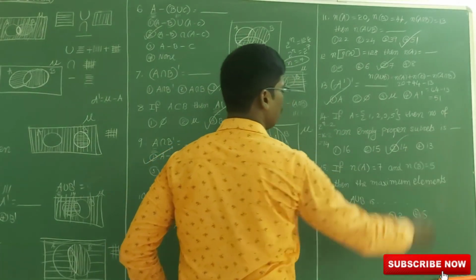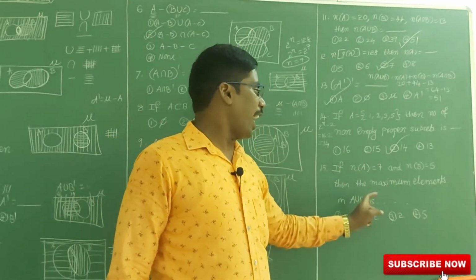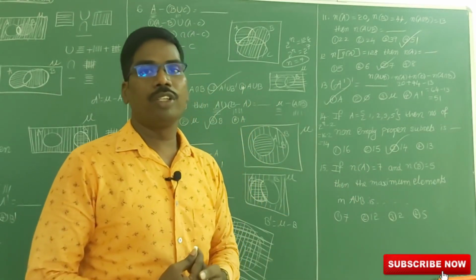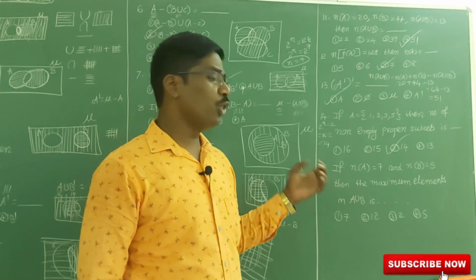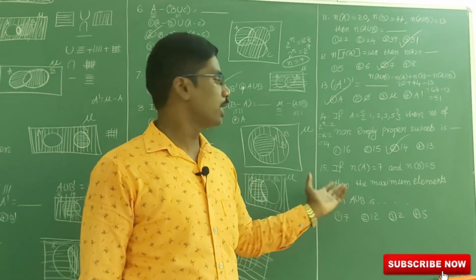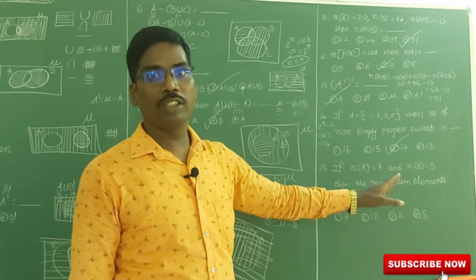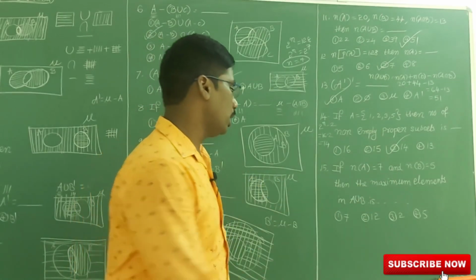So third option. If n of A is equal to 7 and n of B is equal to 5, then what are the maximum elements in A union B? You might think A is 7 and B is 5, so union means 7 only, right? No. 7 plus 5, how much? 12. So the answer is 12.